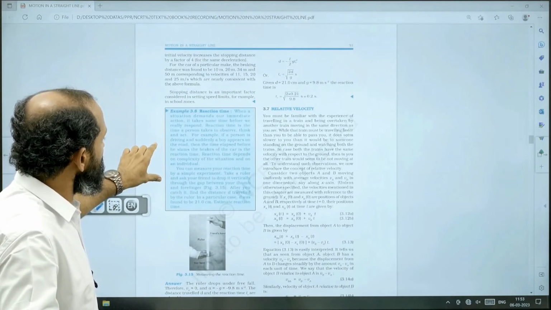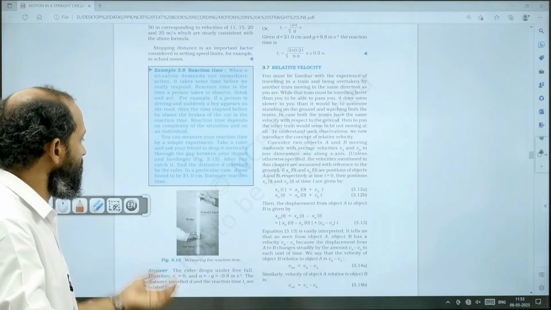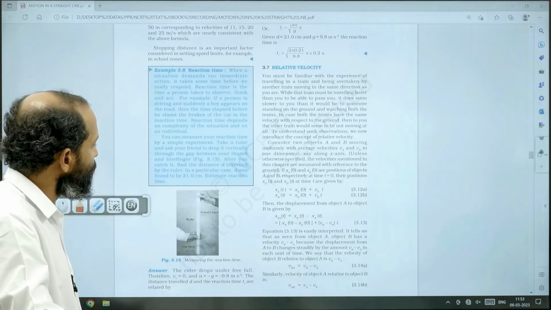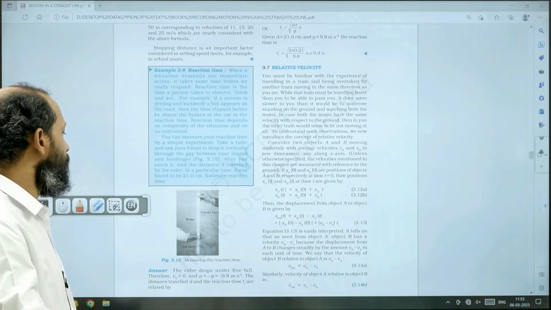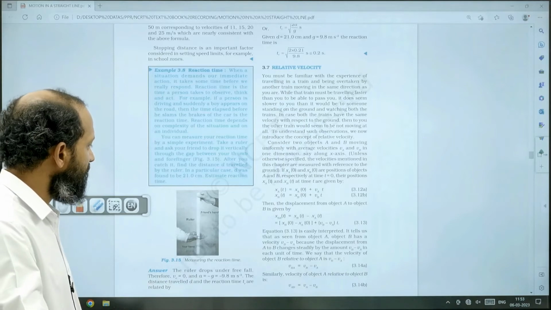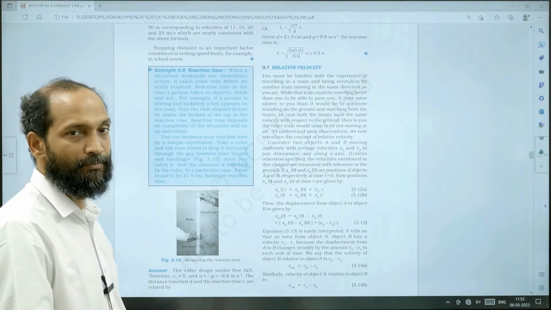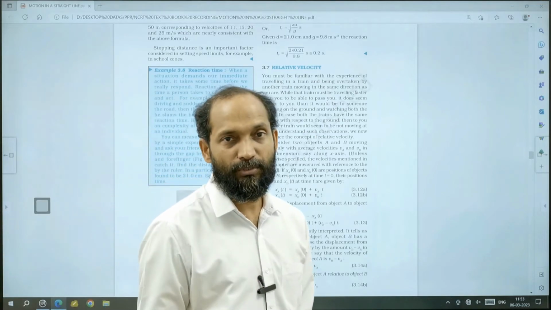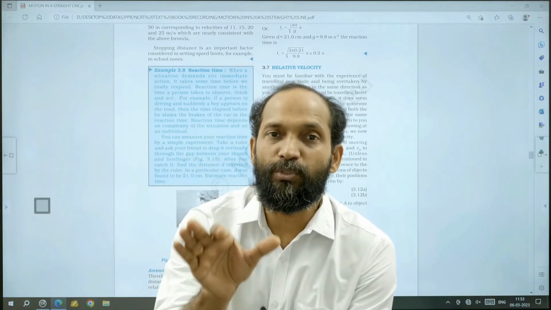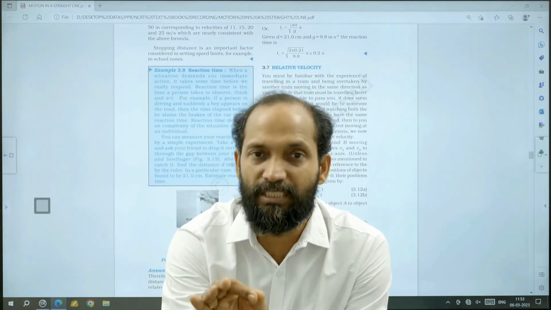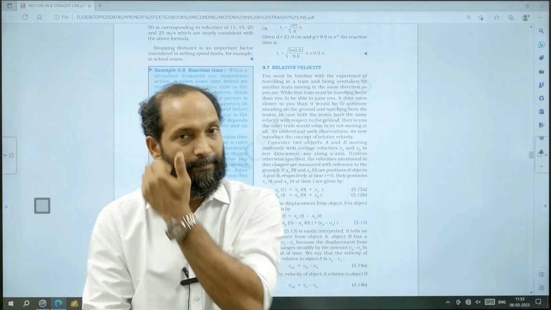Here reaction time is written. One can find out the reaction time by using an exercise. You hold a scale in your hand and ask your friend to hold the scale and leave it at t equal to 0, and you do not allow the scale to fall down. As soon as it is left by your friend, you try to catch it. Find out the time at which you catch it.